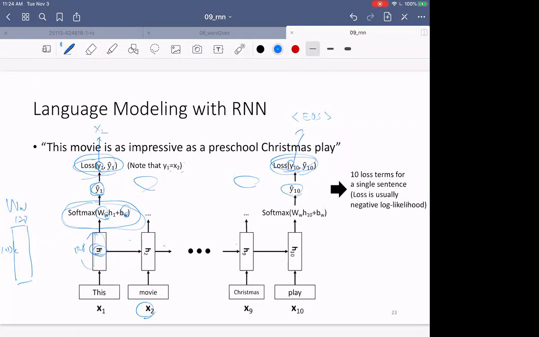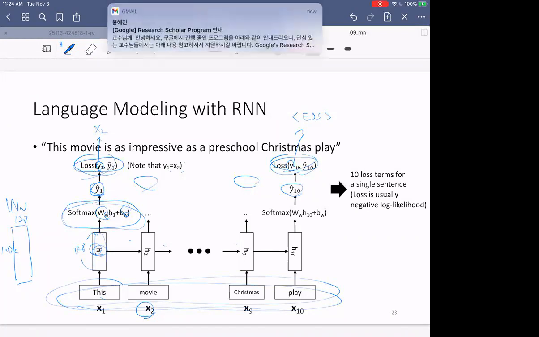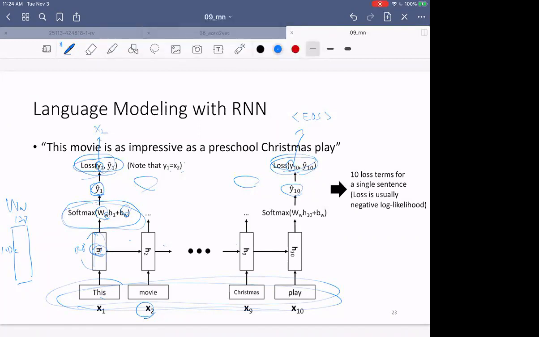So given a single sample, a single sentence, you get 10 loss terms, compared to the sentiment classification before, where you have one sentence and one loss term, because it's a binary classification of the entire sequence. Now you have to make predictions at each time step, so you have more than just one. If a sentence has length 5, you get 5 loss terms. If you have a sequence of length 20, you have 20 loss terms. You never know how many loss terms you'll get.